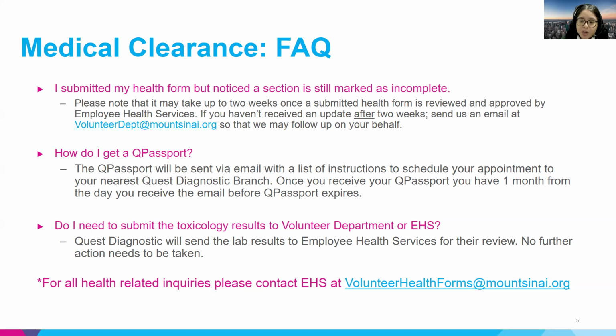How do I get a CUBE passport? The CUBE passport will be sent via email with a list of instructions to schedule your appointment to your nearest diagnostic branch. Once you receive your CUBE passport, you have a month from the day you receive the email before it expires. So again, pay attention to the expiration date on your CUBE passport document attached to your email.